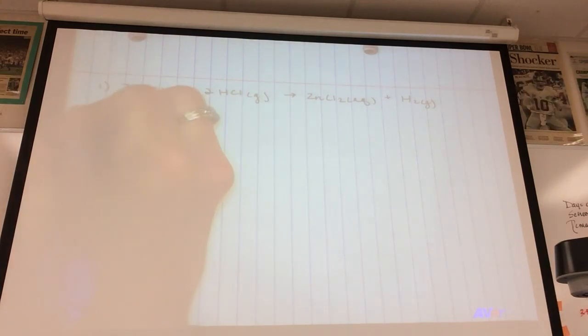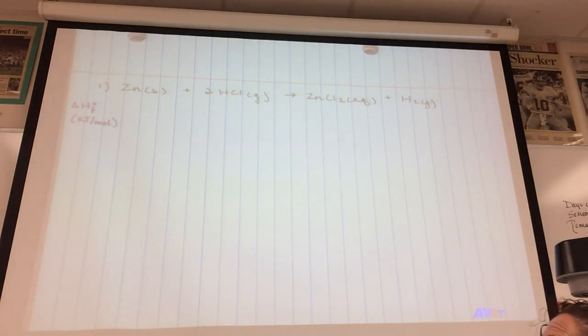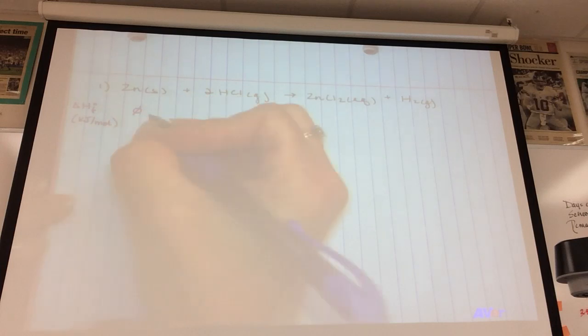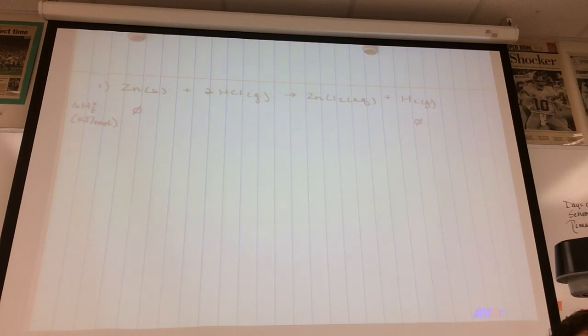My approach is I like to get the delta H of formation in kilojoules per mole of each substance before I start to really let it rip. Elements in their standard state, diatomic elements in their standard state have delta H's of formation of 0. That may or may not be listed on your table. That's something you should know.